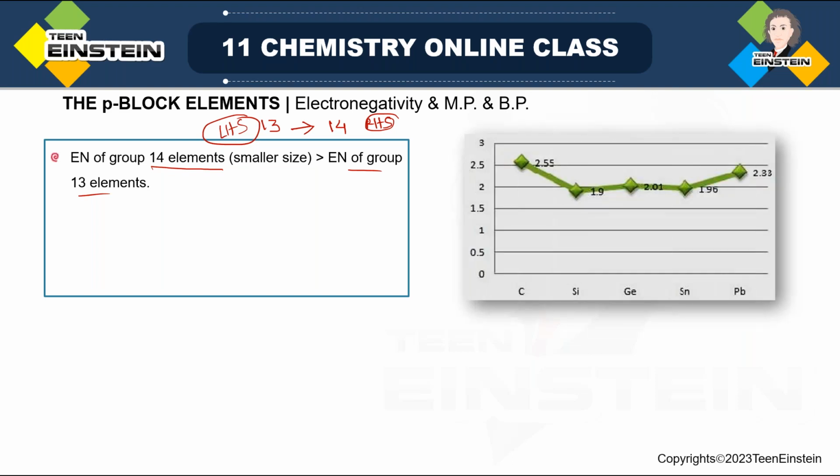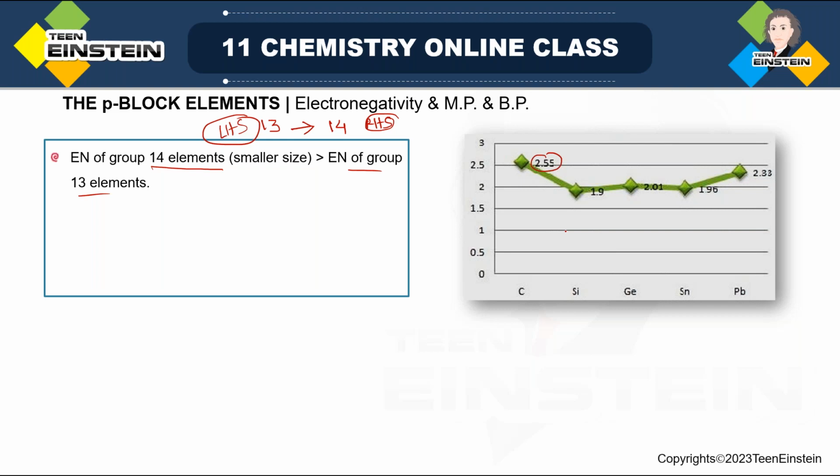Here we have the electronegativity values. As you can see, 2.55. Then down the group, what normally happens? Down the group, metallic character increases, so electronegativity decreases.